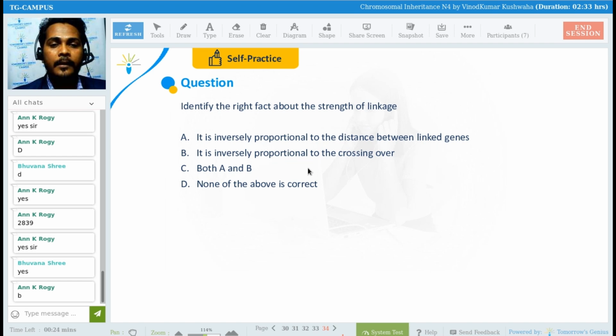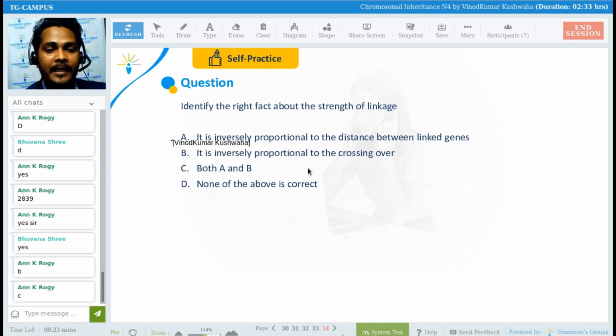Yes, it's A. Okay. Identify the right fact about the strength of linkage. Strength of linkage is inversely proportional to the distance between the linked genes, and it is directly related to the crossing over. So these two are absolutely right, both are about the strength of linkage. So we can say both A and B, so C is the right answer.